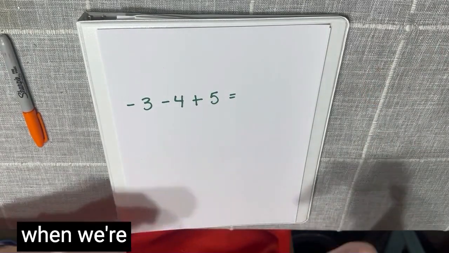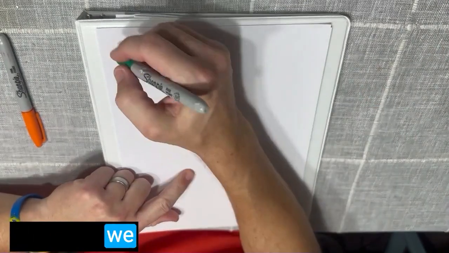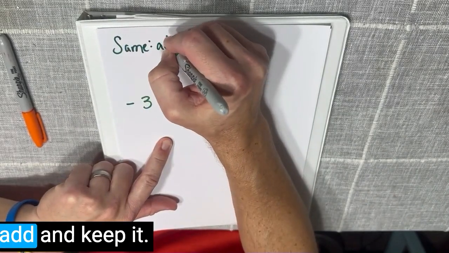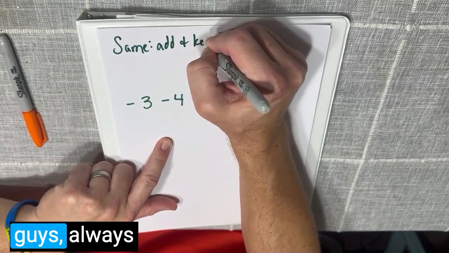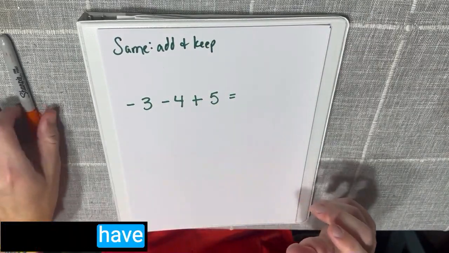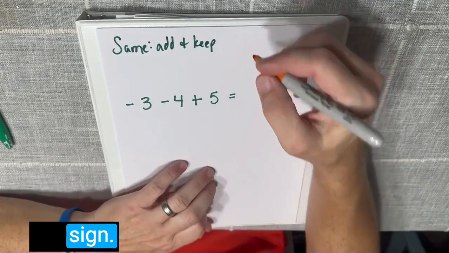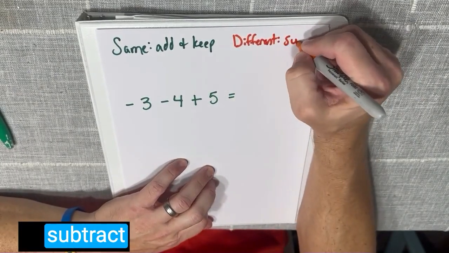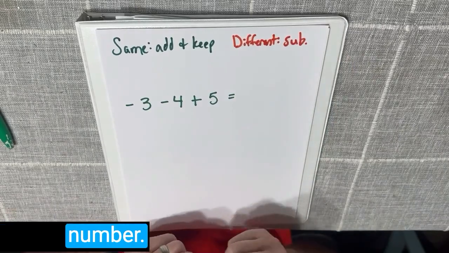But remember, when we're going to look at 2 numbers at a time, we always do the same thing. If they have the same sign, we're going to add and keep. And I'm just writing this up there, guys, always just as a reference point to remind us what to do. So if they have the same sign, we're adding and keeping the sign. If they have different signs, we're going to subtract and keep the sign of the bigger number.